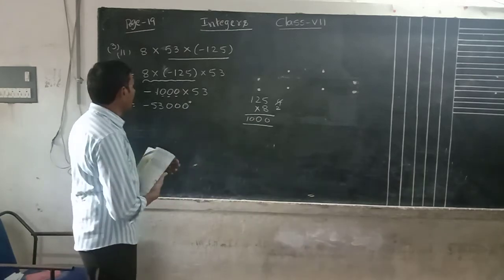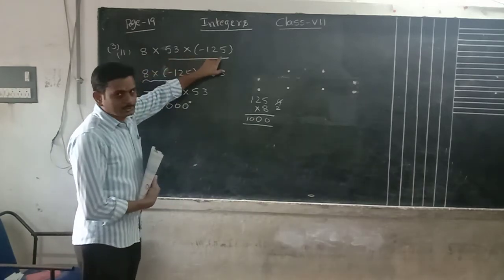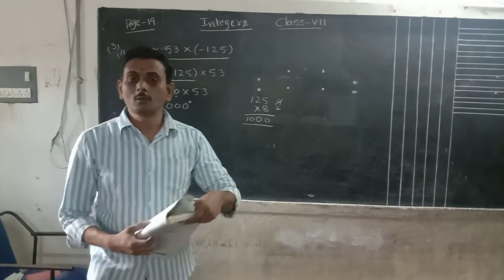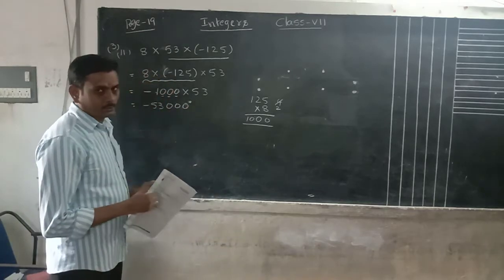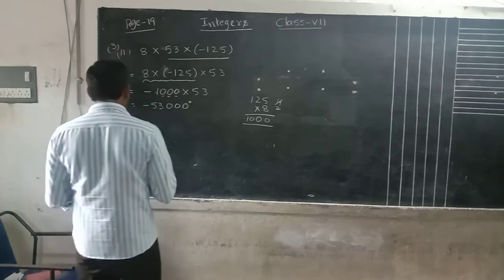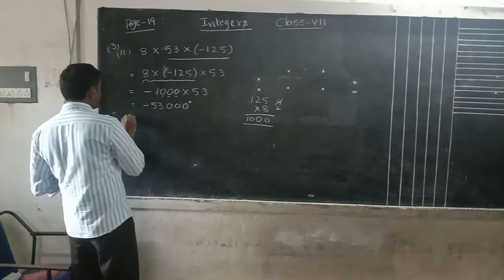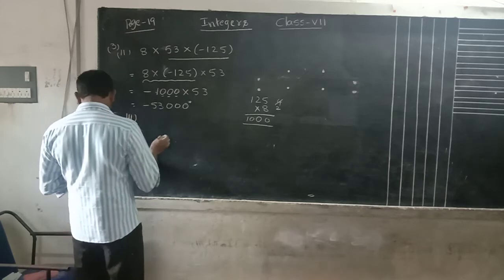One thing, by multiplying these two numbers first, later we can multiply this one. No problem, but it will take so much time. To avoid that, we follow this interchanging process. Okay, we go for the next question. Second question, third question, completed.